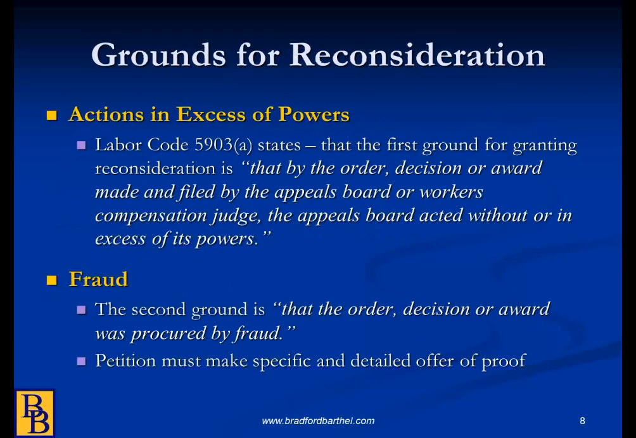Now, in terms of grounds for reconsideration, there are several statutory grounds, and these are the only grounds under which the WCAB can exercise jurisdiction on an appeal. The first of those is the board acts in excess of its powers. Labor Code Section 5903 states that the first ground for granting reconsideration is that by the order, decision, or award made and filed by the appeals board or workers' compensation judge, the appeals board acted without or in excess of its powers. And that's, again, kind of a jurisdictional argument.